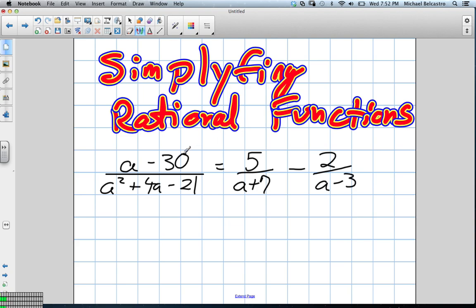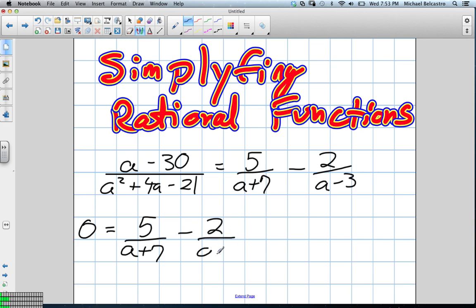0. We're going to do the same thing. We're going to move this guy over to this side of the equation. He's positive here, so when he comes to this side, he's just going to become negative. Okay, so we'll rewrite this. This will now read 0 is equal to 5a plus 7, minus 2a minus 3, minus a minus 30, divided by a squared plus 4a minus 21.